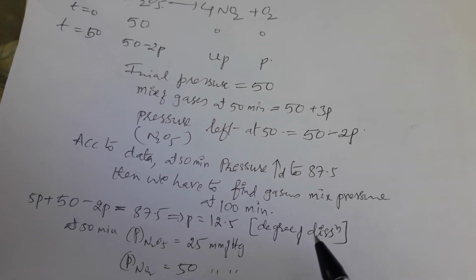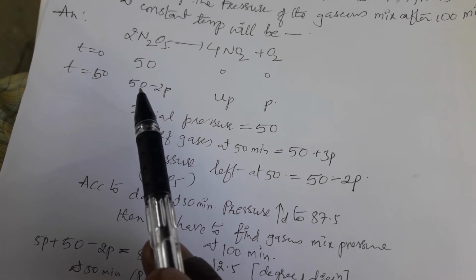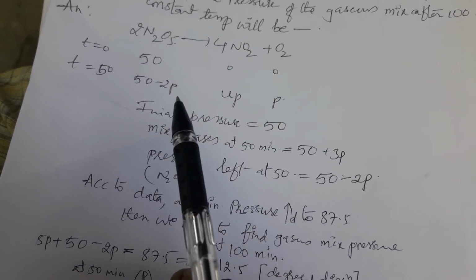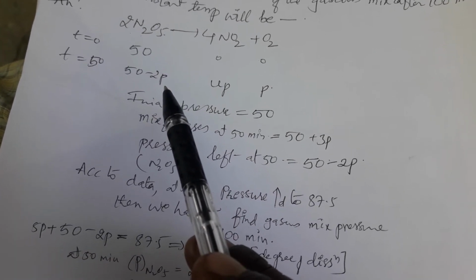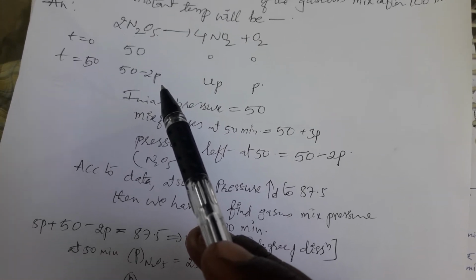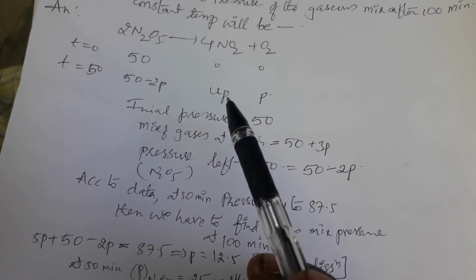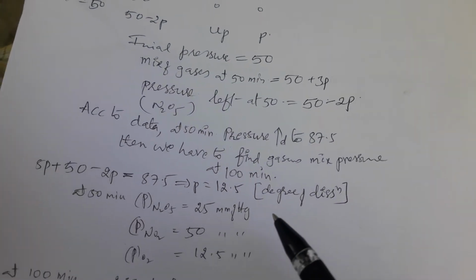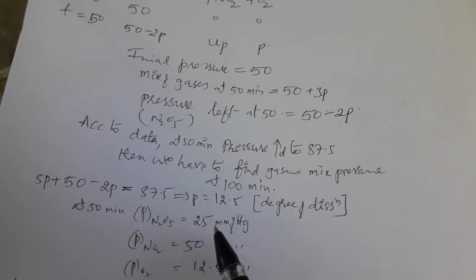That is the degree of dissociation pressure. Initially 50 mm of Hg pressure is there. After 50 minutes some degree of dissociation takes place. What does degree of dissociation mean? The number of moles of the reactants reacted to the total number of moles taken initially. Here, the number of moles of the products formed to the total number of moles taken initially will be the degree of dissociation. At 50 minutes, the pressure of the N2O5 is 25 mm of Hg.